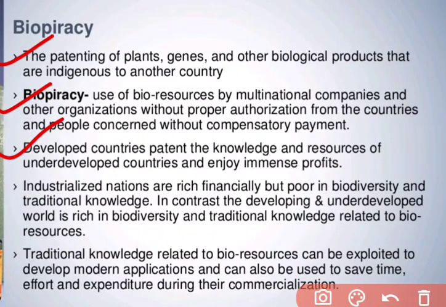Developed countries patent the knowledge and resources of underdeveloped countries and enjoy immense profits. Underdeveloped countries' resources are used by developed countries, and they are enjoying the immense profit. Industrialized nations are rich financially but poor in biodiversity. They are financially rich but do not have biodiversity and traditional knowledge. In contrast, the developing and underdeveloped world is rich in biodiversity and traditional knowledge related to bioresources, whereas the industrialized nations do not have any type of biodiversity or traditional knowledge.